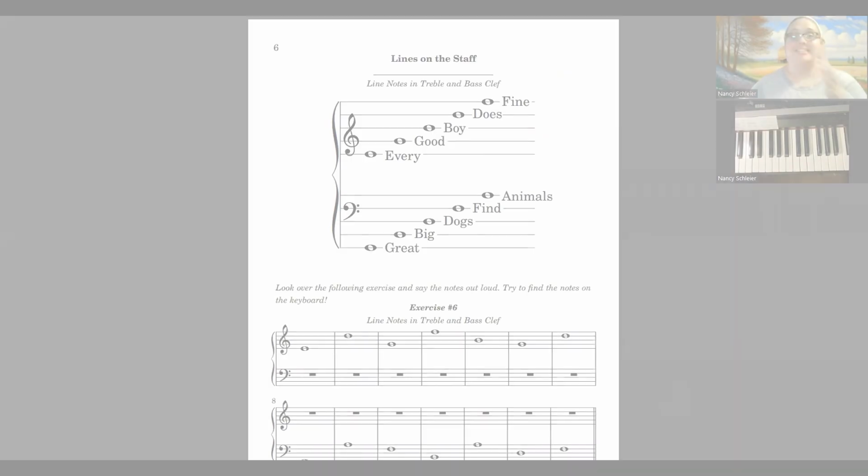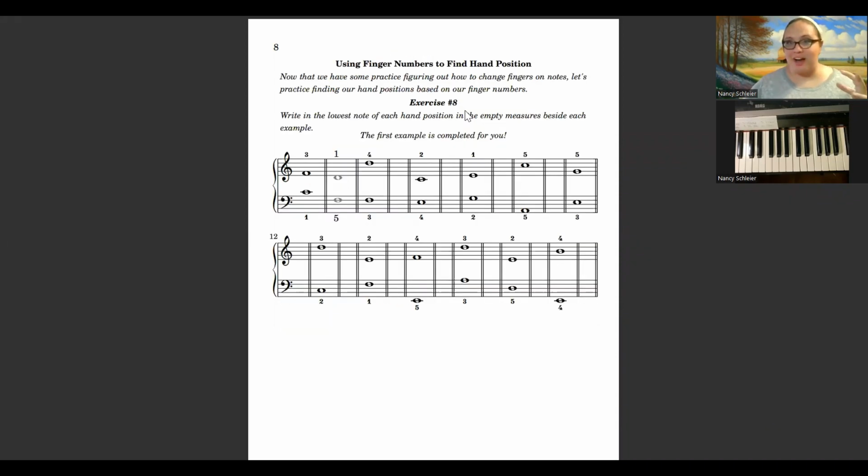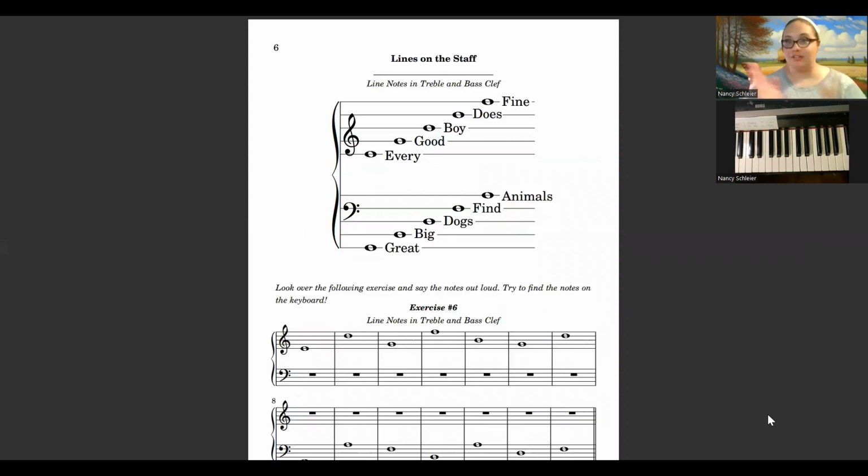So today we're going to continue talking about the technique book 1A for the Mindful Musician. Today we're going to cover the lines and the spaces on the staff, treble clef and bass clef. We're also going to be talking about how to find our hand position based on our finger numbers. Let's start with the lines and the spaces. Let's start with the lines on the treble and the bass clef today.